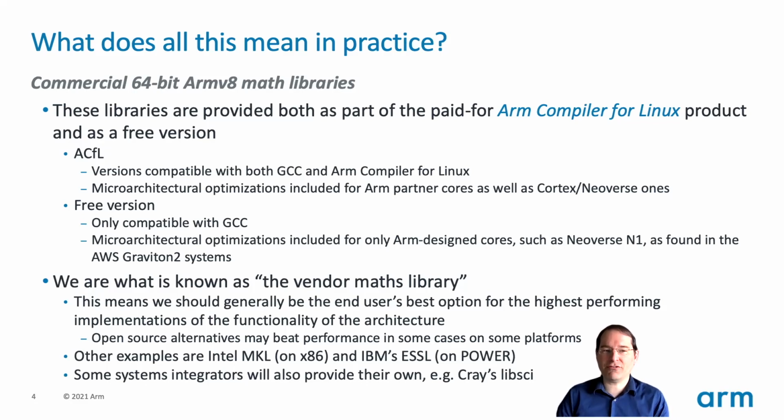We also provide a free version, which is available for download just from the web. This is only compatible with the latest GCCs, so 7, 8, 9, and 10. There's versions compatible with those available for you. And we make sure that we do have microarchitectural optimizations for all ARM designed cores, such as Neoverse N1. So your Graviton 2 systems will work nicely with the free version of ARM performance libraries there.